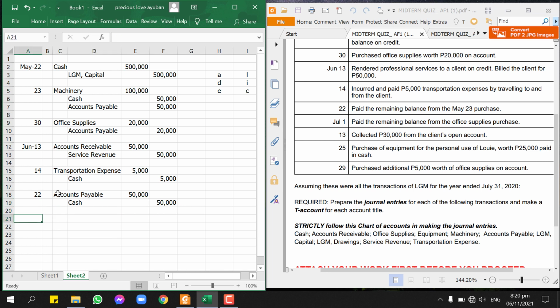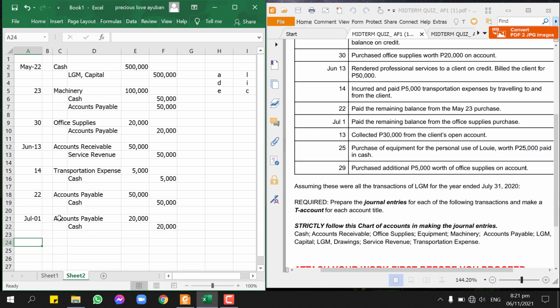Okay. Next, we have July 1. Okay, for July 1, paid the remaining balance from the office supplies purchase. So, ito yung tinutukoy niya na office supplies na pinurchase natin. So, binayaran daw yung remaining balance. So, again, pag nagbayad tayo ng utang, mababawasan yung utang natin. So, para mabawasan, debit natin accounts payable, 20,000. And then, credit tayo ng cash of 20,000 pesos.